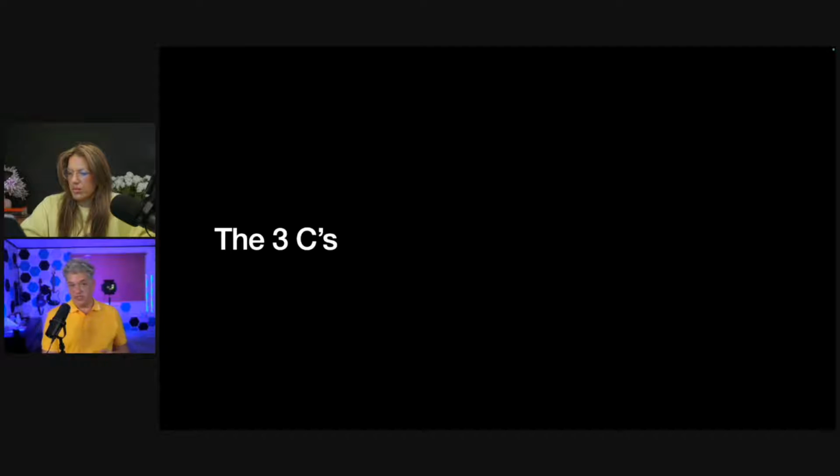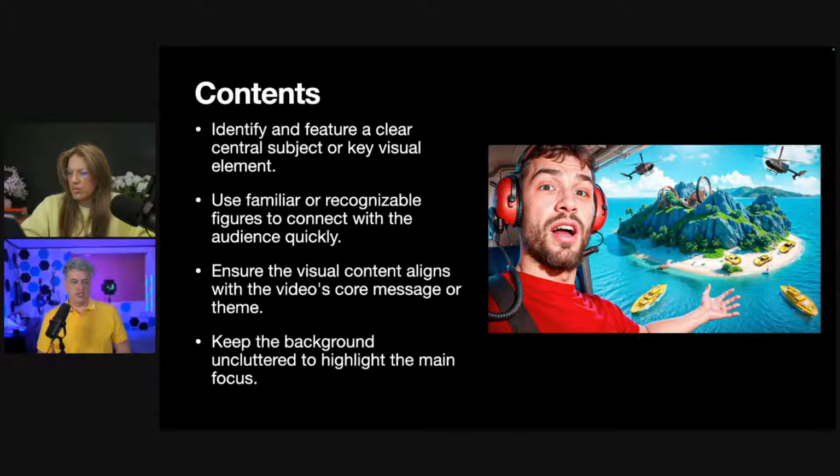So let's dive into the 3 C's. Number one is contents. You want to have one key feature or clear central object or key visual element. You want to use familiar, recognizable figures to connect with the audience quickly. You want to ensure the visual content aligns with the core message or theme. So if your thumbnail is really good, but it looks like it goes with a different video, it's going to just kill your watch time. It will work, but then not work. And the background should be uncluttered and highlight the main focus.